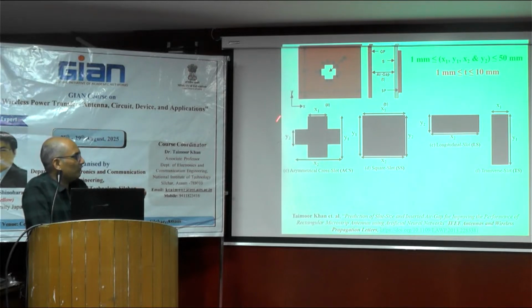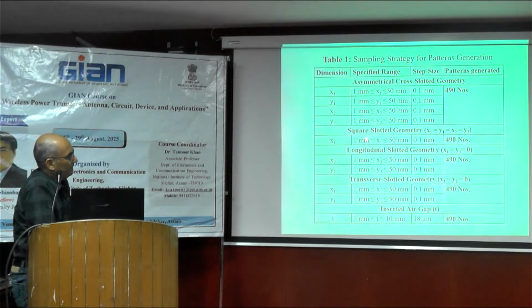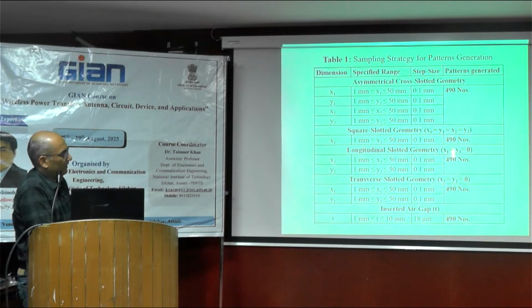Okay, that slot may be different in your different antennas related to WPT or RFEH, because ultimately the idea is more important than the specific geometry. Then the dimensions x1, y1, x2, y2 are changing within 1 mm to 50 mm, and t is the thickness, which is changing from 1 mm to 10 mm. Then here a different set of parameters, considering 4 different cases, 490 in each, is generated.